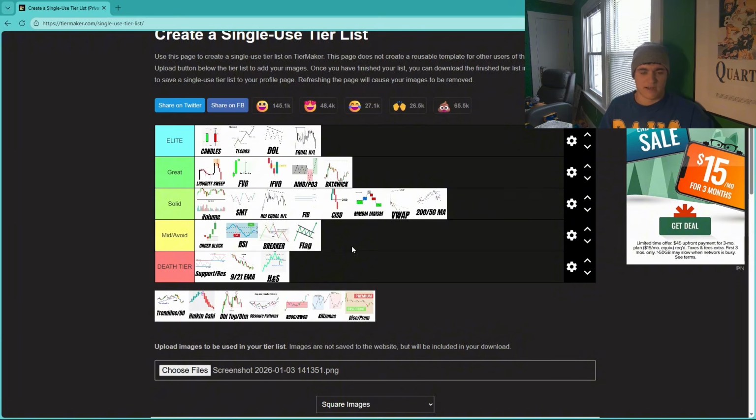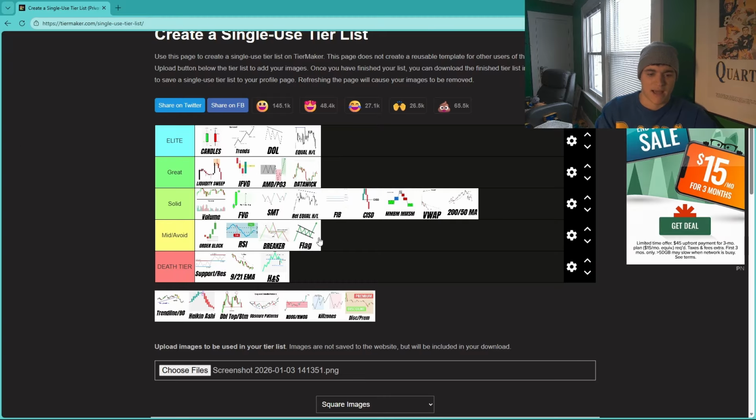That's why, if you think of it in an ICT concept, you're going to be able to rationalize it. Certain times you'll have some type of signature in price that invalidates this being a good long, and if you just look at it as a flag, you won't understand that. But if you look at it as accumulation, manipulation, distribution, and respecting an imbalance, you'll actually take the right trade. So mid or avoid for flag.